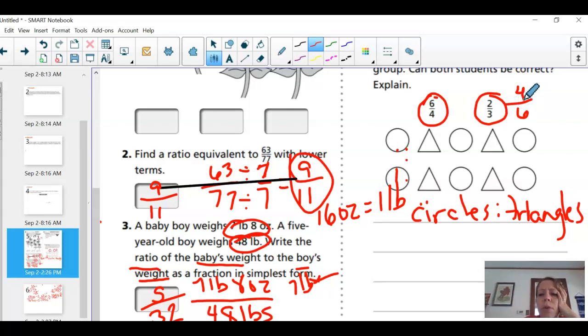So could they both be correct? Yes, but they are not writing the same ratio. Otherwise, they'd be equivalent. Now, if they said 3/2, then they would both be comparing the same ratio. But in this case, the first student is looking at circles to triangles, and the second one is doing triangles to circles. Okay, so check your work.